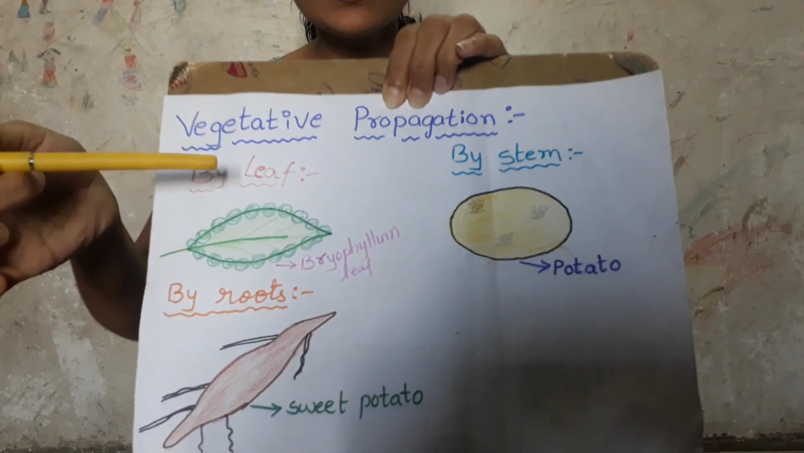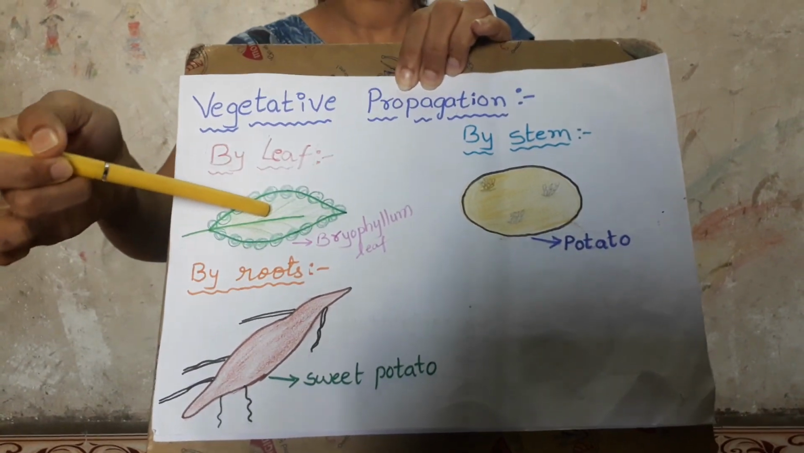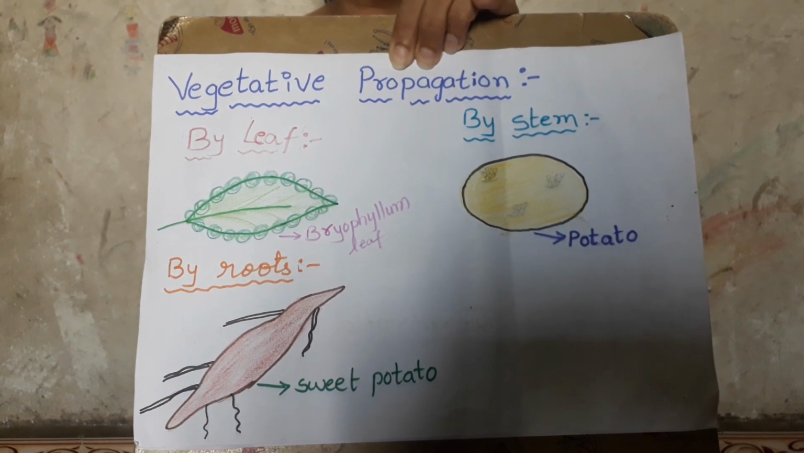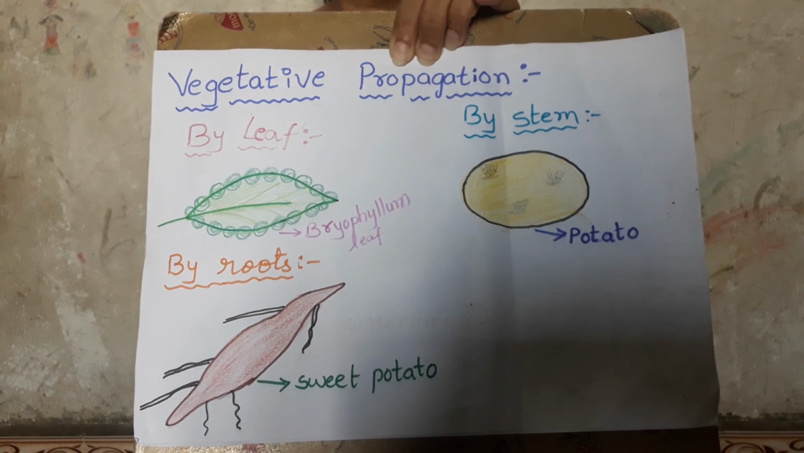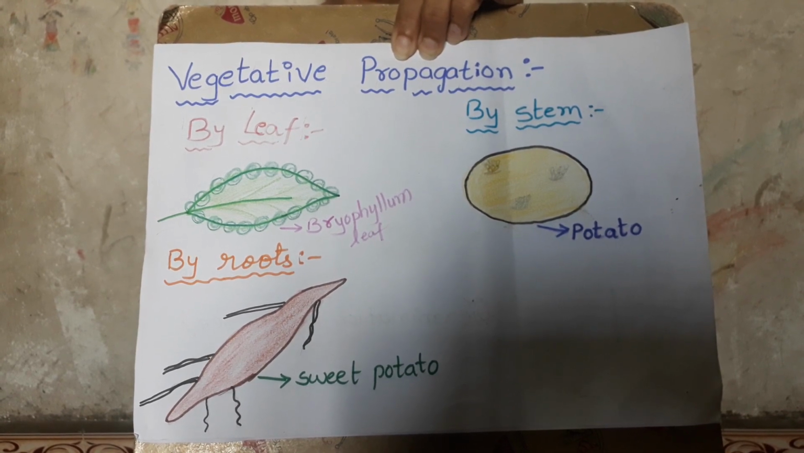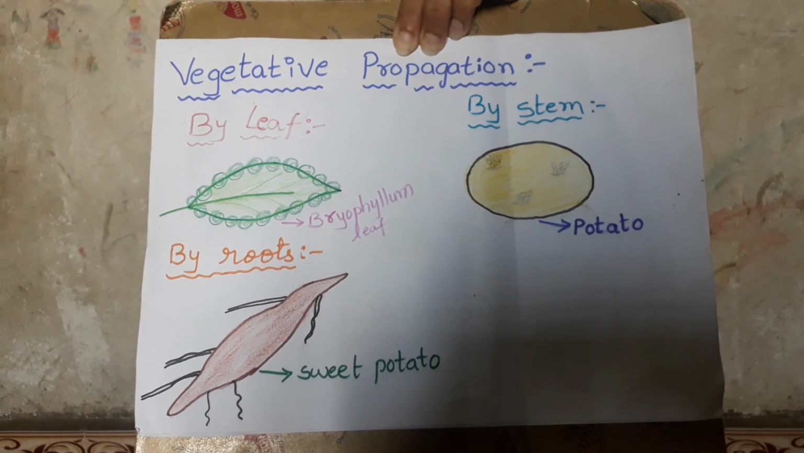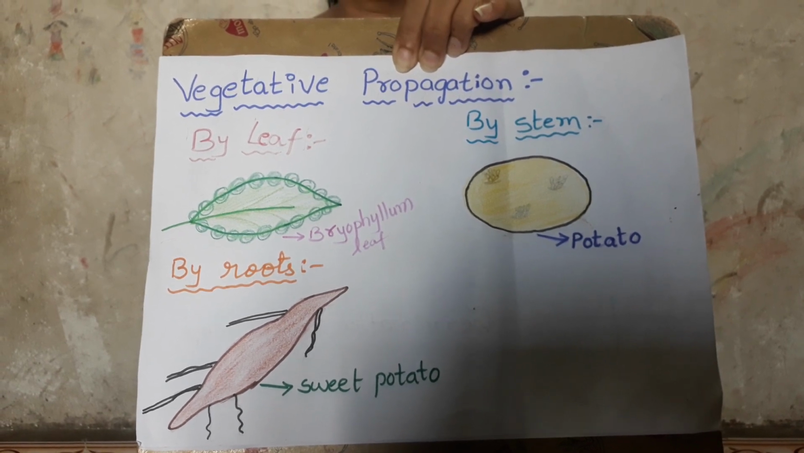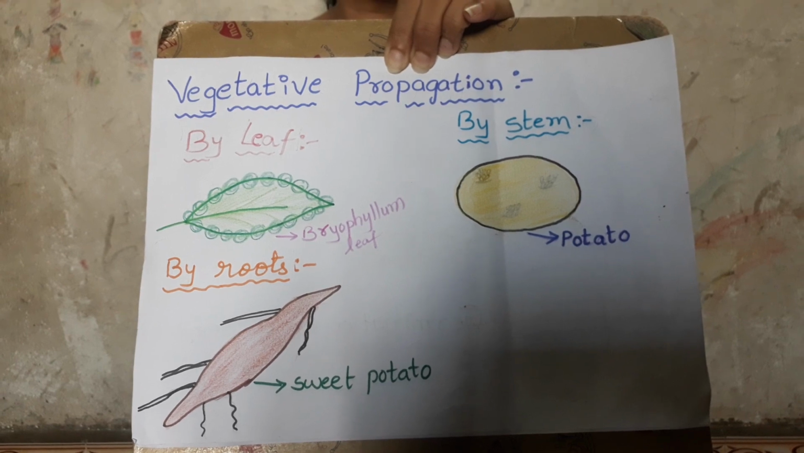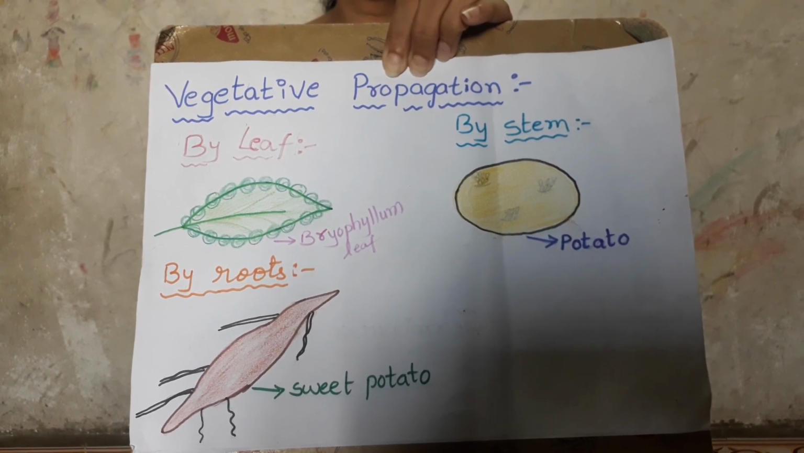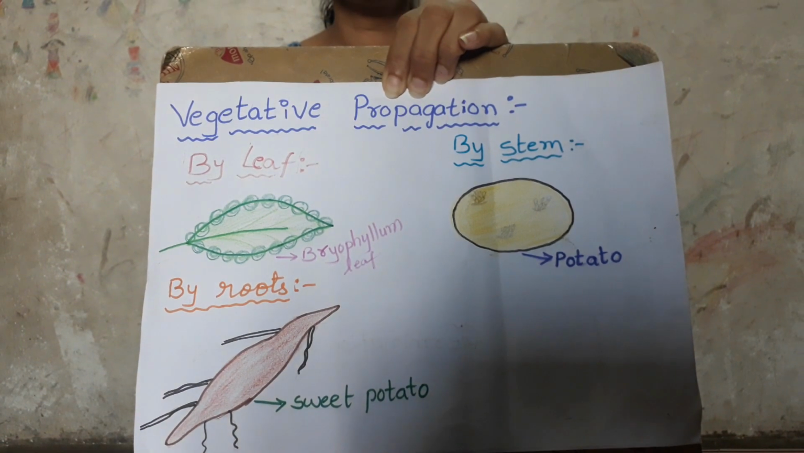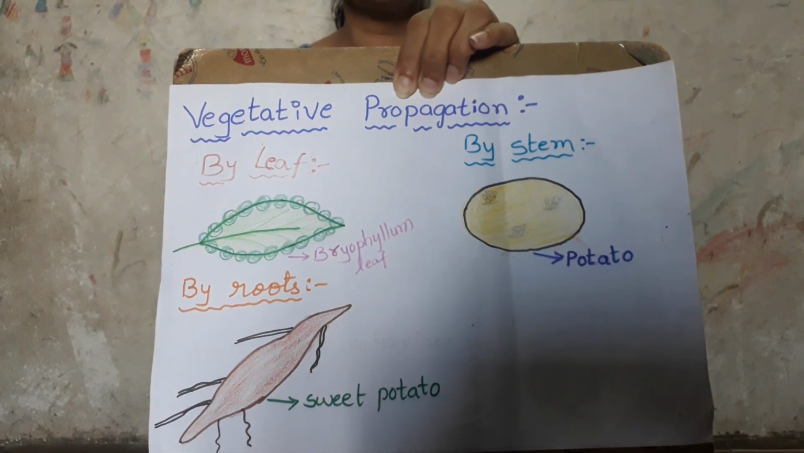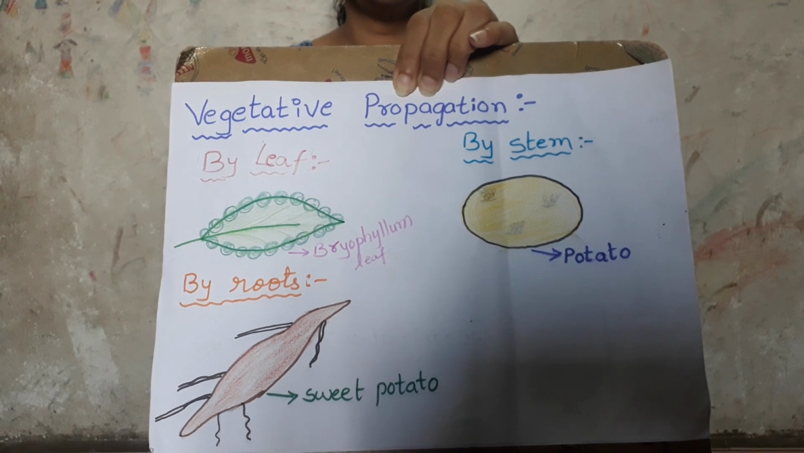Here you can see the bryophyllum leaf. On the edges of the leaf you can see bud-like structures. If we cut each bud from that leaf and sow that bud in the soil, out of each bud a new plant will grow. So this is vegetative propagation by leaf.